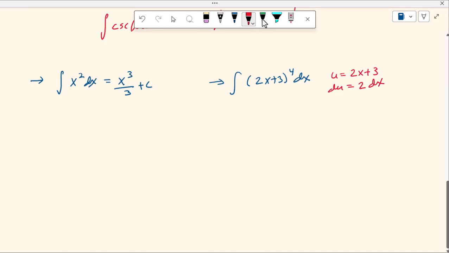So when I look at this, I have the dx, but I need the 2. So here's my 2 and my dx, and then this piece just becomes u. So when I rewrite this, this becomes u to the fourth, and then the 2 dx is du.